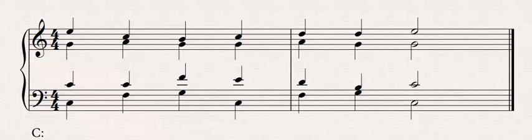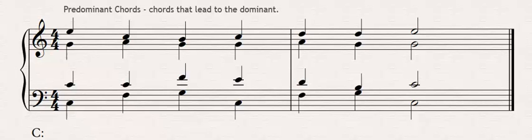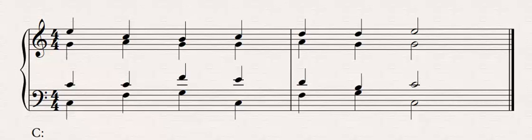Hey everyone, in this video today we're going to talk about predominant chords. So a predominant chord is basically a chord that leads nicely into the dominant. So at this point in theory the two main predominant chords are going to be 4 and 2.